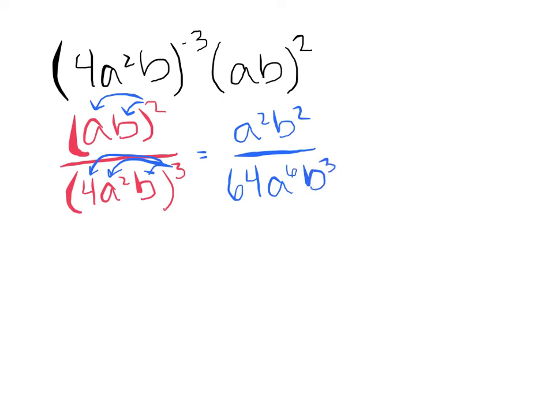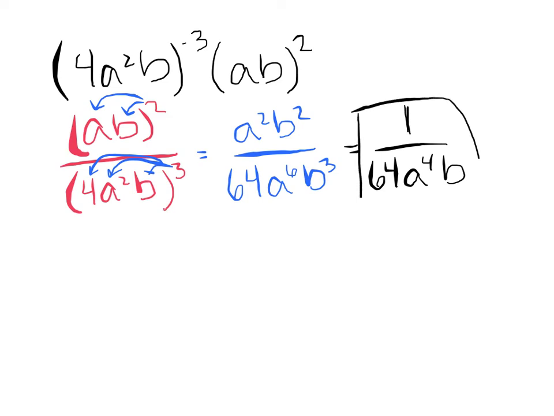To be really simplified, you need to have each variable written only one time, so we need to simplify this a little bit further. Where are there more a's? There are more a's on the bottom, so we're going to keep our a's on the bottom. We're also going to keep that 64 down there since there's no other numbers to simplify with. a to the 6th over a squared means we have a to the 4, and it stays on the bottom. We also have more b's on the bottom. We just have 1, so it's b to the 1. Since this is a fraction, you can't leave the top of the fraction hanging, so we need to write a 1.